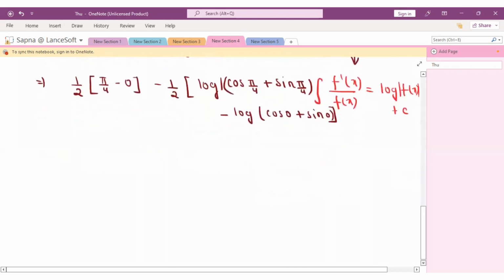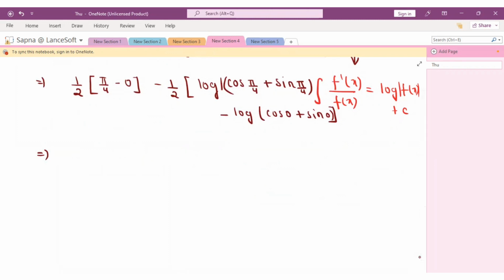Now here we can write this as, of course, half into pi by 4 will become pi by 8, because 1 into pi is pi and 2 multiplied by 4 is 8. So pi by 8 minus half, and then we can solve this, because we can just write down log, and then we know the value of cos pi by 4, that is 1 upon root 2, correct? Similarly, we also know the value of sin pi by 4, which is 1 upon root 2.